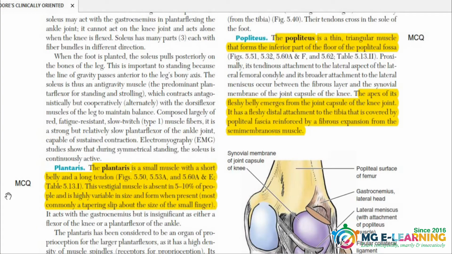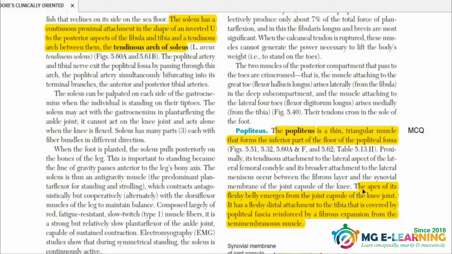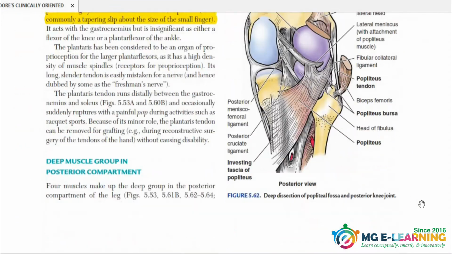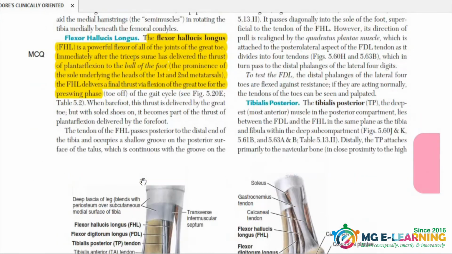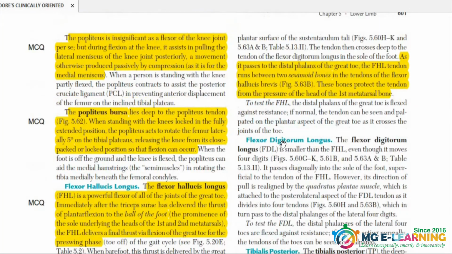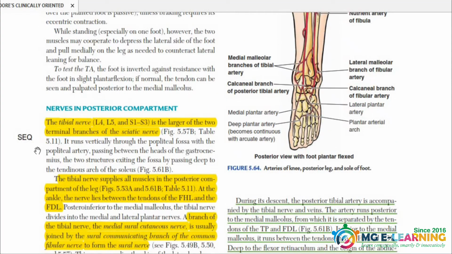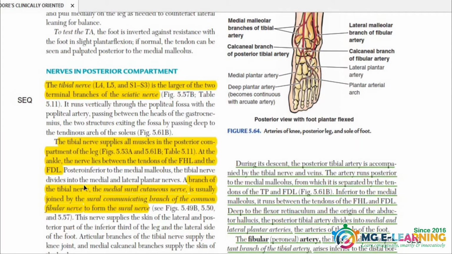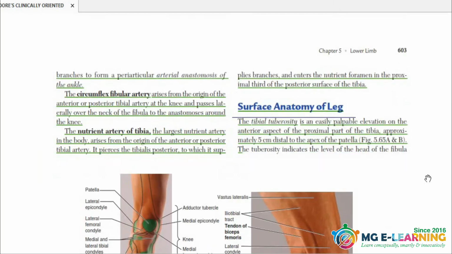Plantaris, it is a vestigial muscle. It is important for MCQ point of view. Popliteus, you just have to read it for MCQ and conceptual point of view. Next, here are some MCQ yellow highlighted points, and just have to read about the muscles. Then nerves in the posterior compartment, tibial nerve, it is important for SCQ point of view. Posterior tibial artery, it is also important for SCQ point of view. Fibular artery, just have to read all these for SCQ point of view.